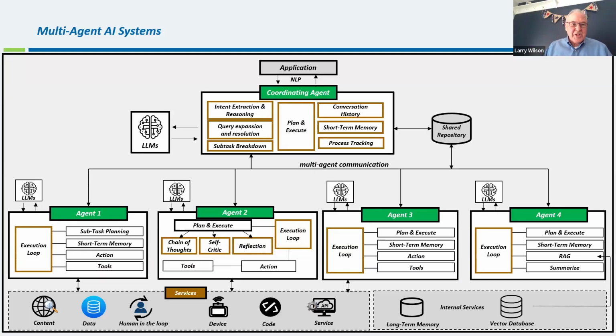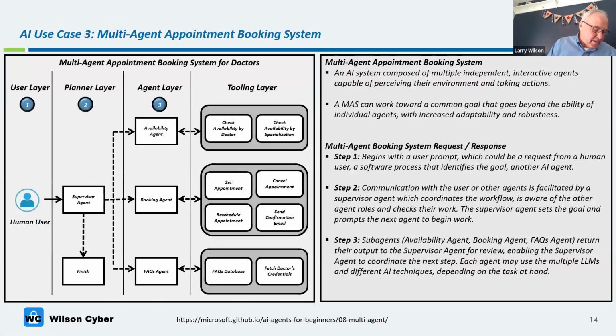Next, we want to talk about agentic AI systems. Agentic AI systems have multiple agents. Like in this case, I show agent 1, agent 2, agent 3, agent 4, and they report back to a coordinating agent which interfaces with the application. In the next two slides, we're going to talk about two different use cases: a medical appointment booking, where the coordinating agent is a supervisor agent, and agents 1, 2, 3 are doctor availability, doctor booking, and doctor frequently asked questions. These are agents that have specific tasks to go out and determine the availability, the booking of the appointment, and frequently asked questions about the particular medical doctor, in this case, that provides the services. And it's all done through the coordinating agent.